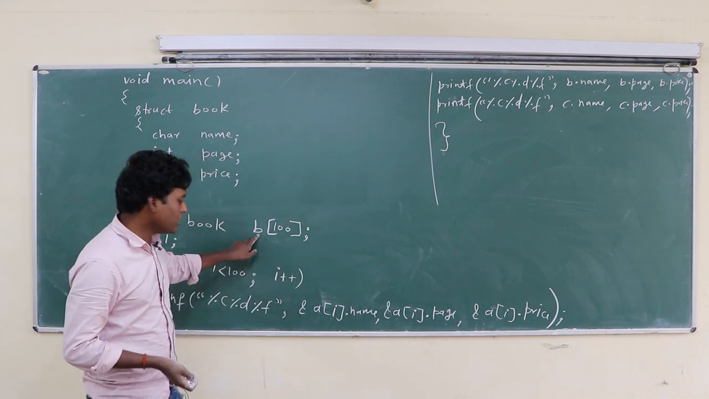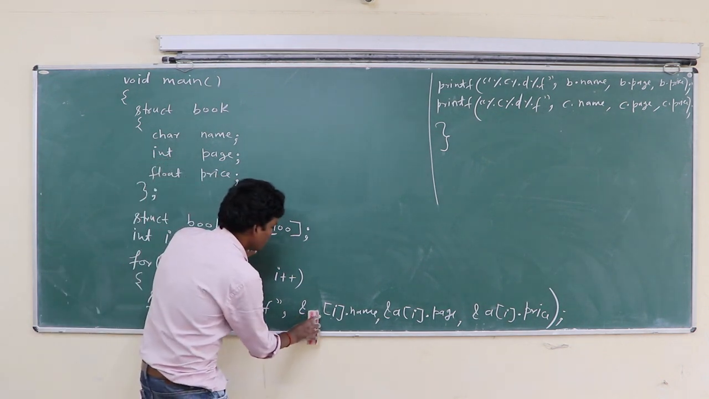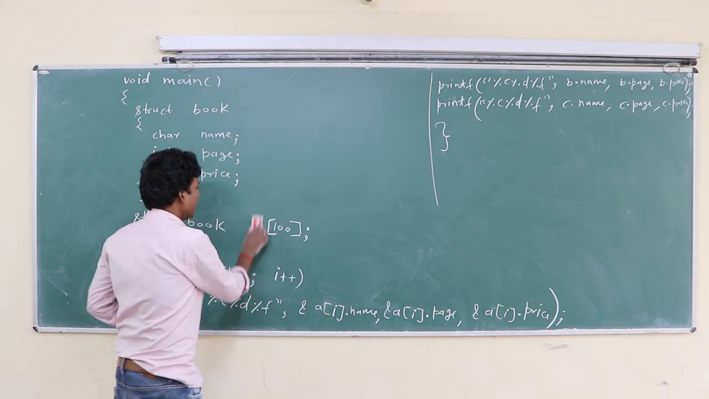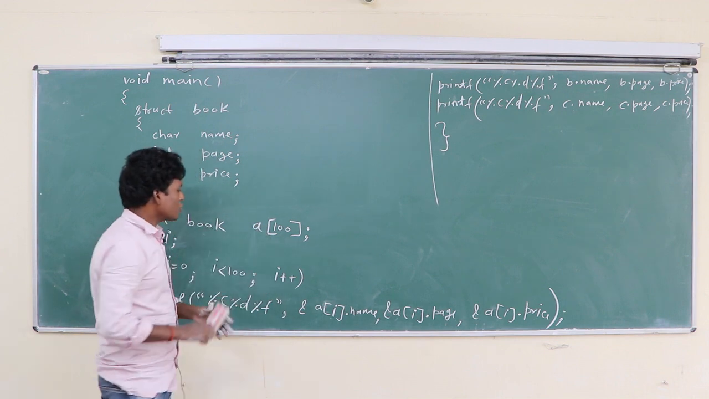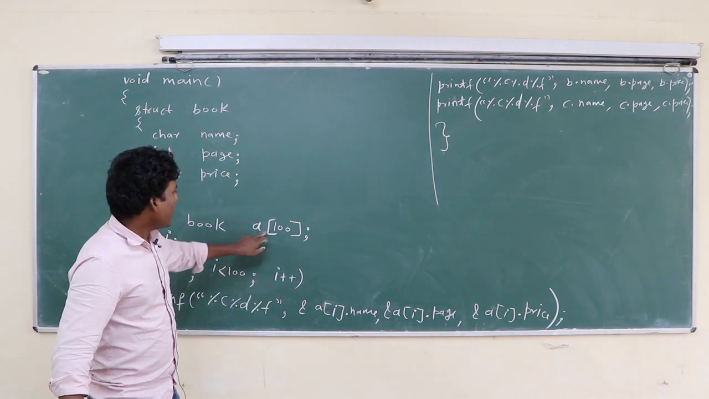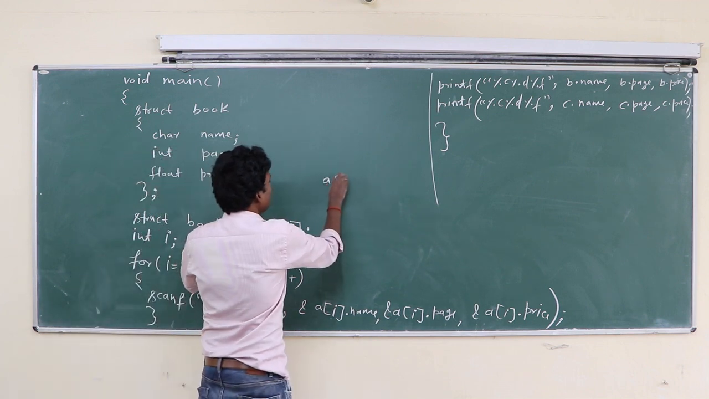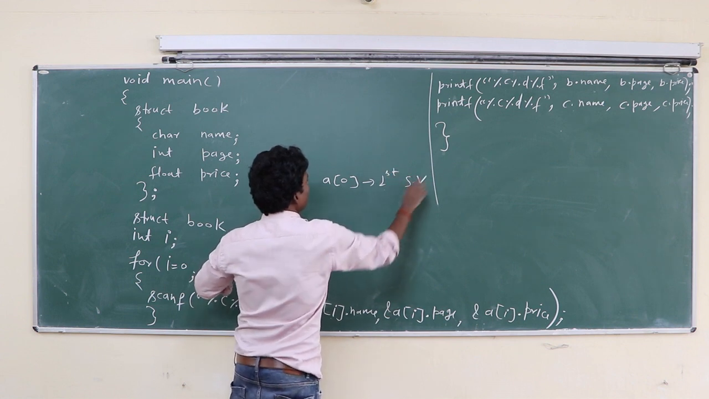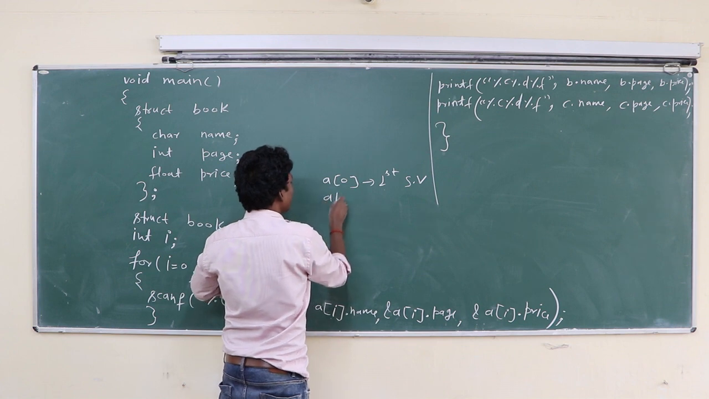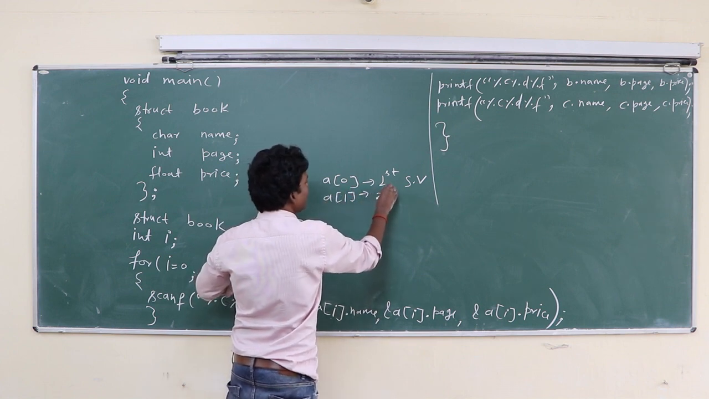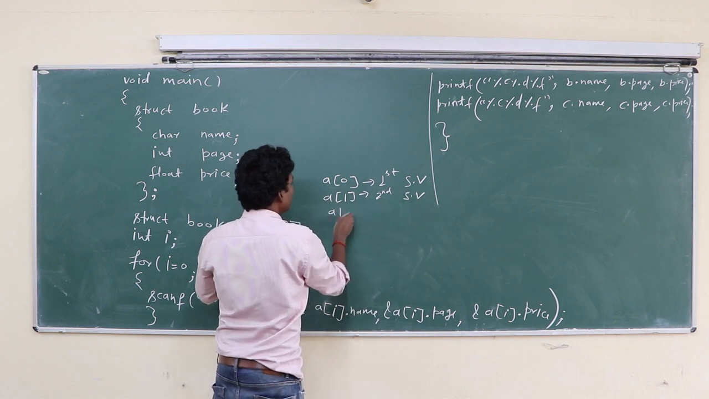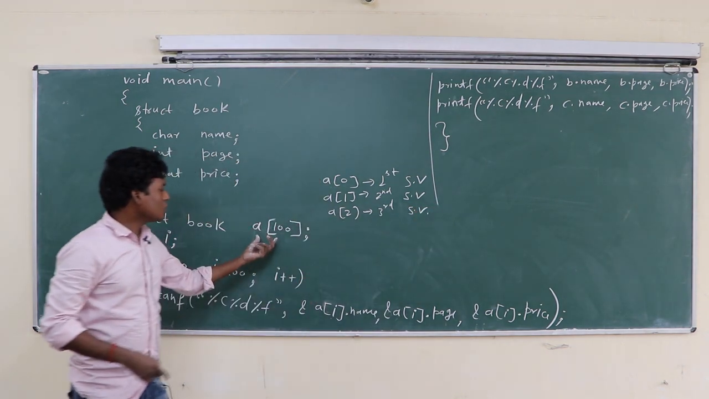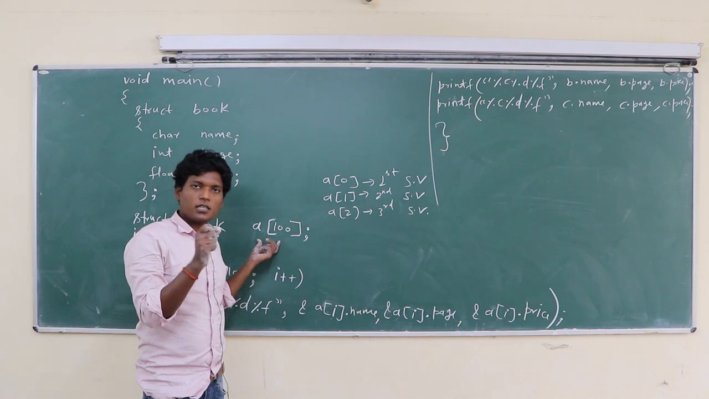Sorry, there is a mistake. There is a B. So make it, sorry, this is the A. Make it A, because we write A in here. So class, A of 0 is the first structure variable. A of 1 is the second structure variable. A of 2 is the third structure variable. In this way, A of 99 is the 100th structure variable.